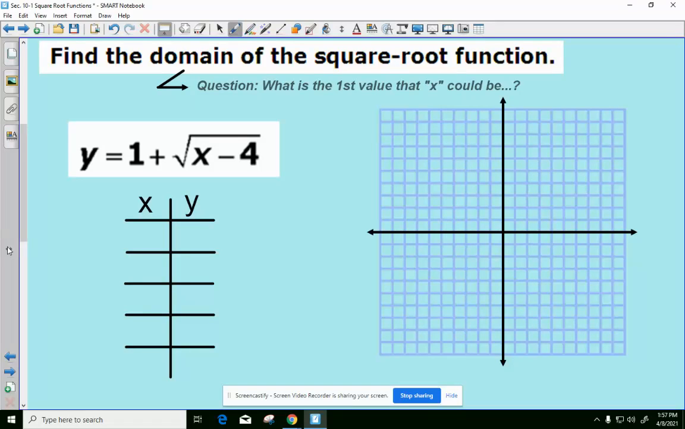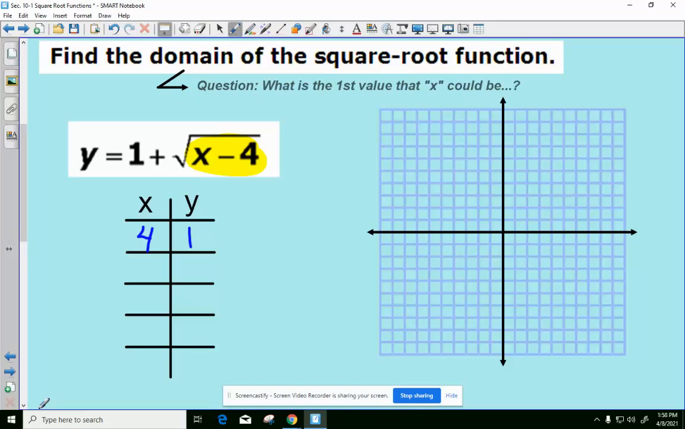So, in theory, there's an infinite number, right? 4 works, 5 works, 6 works, 26 works, 100 works. But the first one that works is 4. You need to focus your attention on the part that is under the square root. Putting a 4 in there is the first value that'll work. Because when I do 4 minus 4, I get 0. The square root of 0 is 0. Plus 1, I get 1. So there is my first input and output. I put in a 4, I get out a 1.